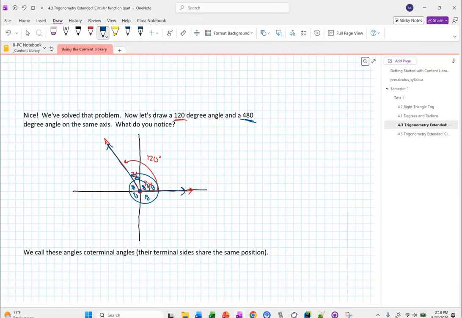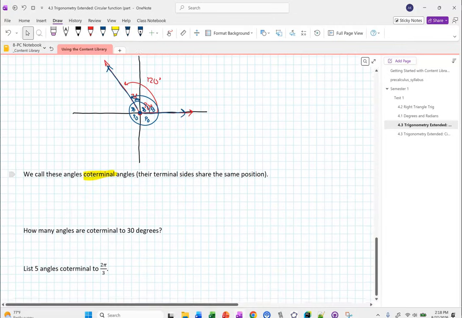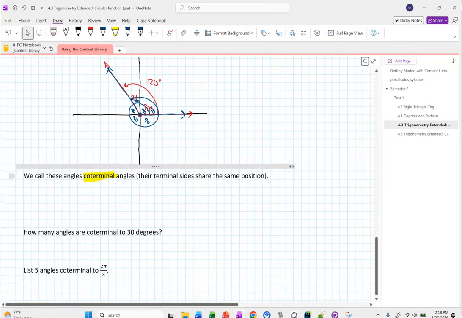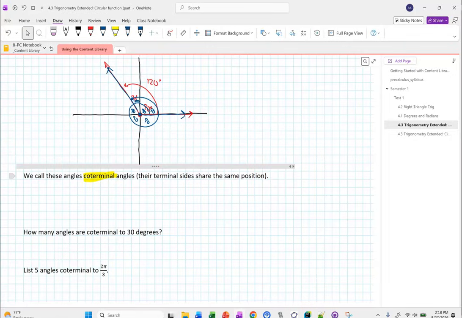This has a special name in this instance. These two angles are called coterminal because their terminal sides coincide. They share the exact same location. So in a way, even though these angles are different values, one is 120 degrees, the other is 480 degrees, they're going to behave the exact same way, because if I look at their picture, they look exactly the same.